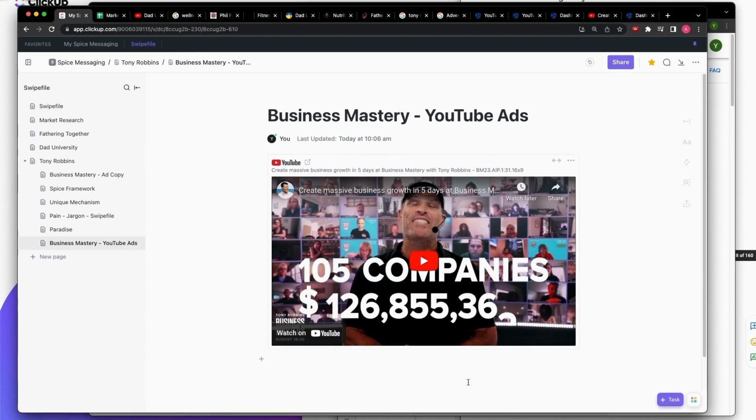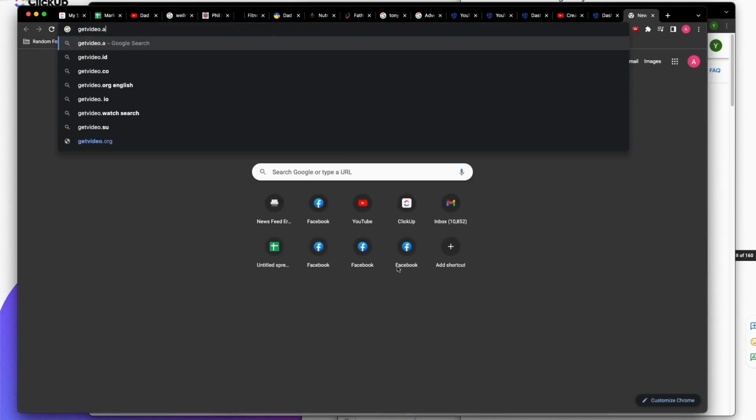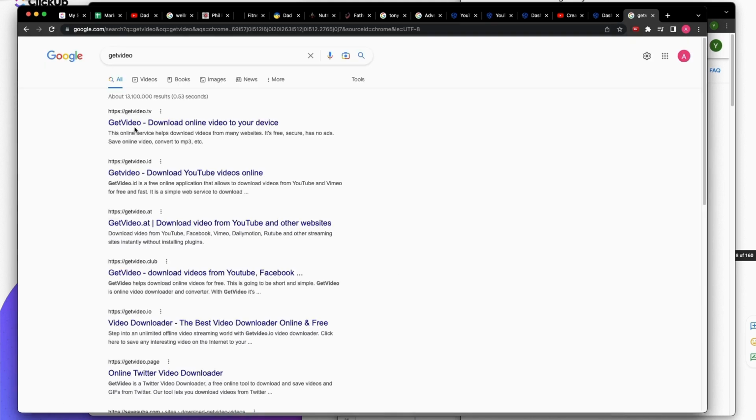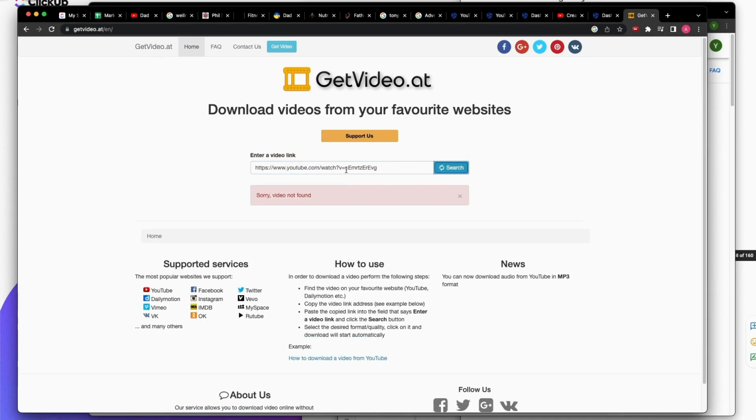Now, he might take this ad down, and I might really like some of the words that he's using in this ad, right? And so again, for your swipe file, I might go to getvideo, I think it's get video, what is it? Get video.tv, I think it's AT. I've used AT before, right? So I might paste the YouTube link in here. And then it says video not found. So this is a good example, right?